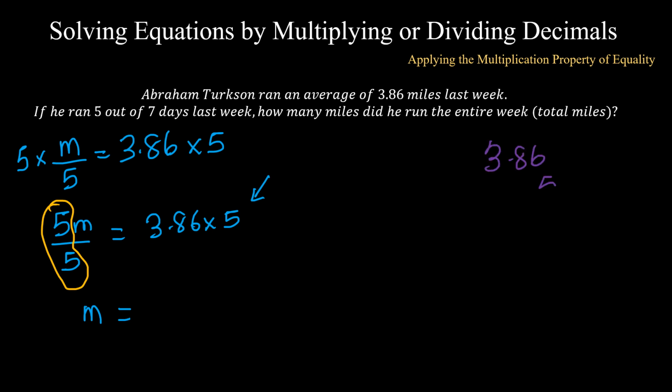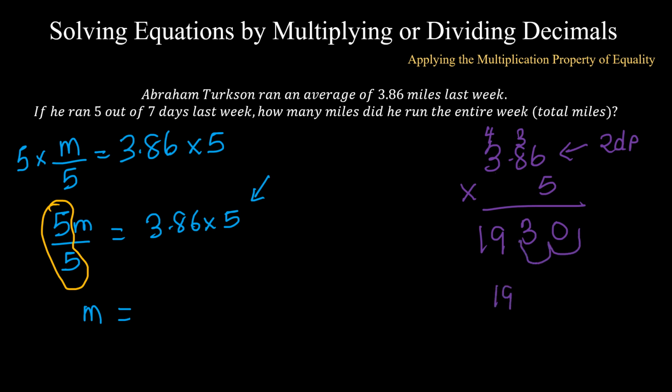3.86 times 5. All right, let's do it. 6 times 5 is 30. You have our 3. 8 times 5 is 40, plus 3 is 43. And here we have 3 times 5 is 15, plus 4, 19. We have 2 decimal places here and 0 in the bottom, so our answer needs to have 2 decimal places. So we have 19.30. So we think that Abraham ran 19.30 miles total last week.